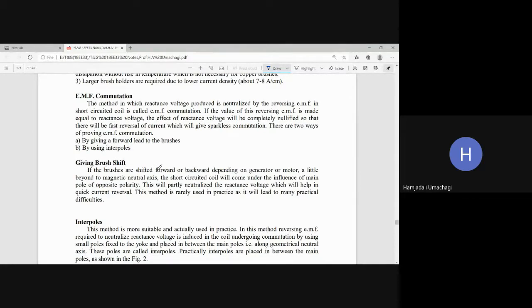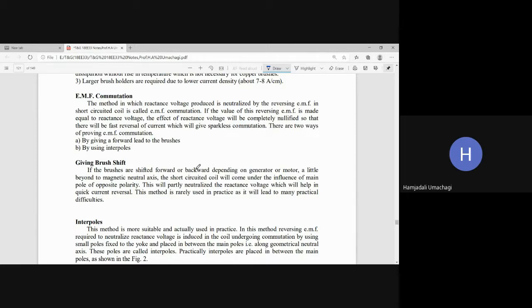If the brushes are shifted forward or backward depending on generator or motor, so by some external means we are going to push the brush. Either we are going to move it forward or we are going to move it backward. If the machine is acting as a generator, then we are moving in the forward direction. If the machine is operating as a motor, then we are going to move the brush in the backward direction.